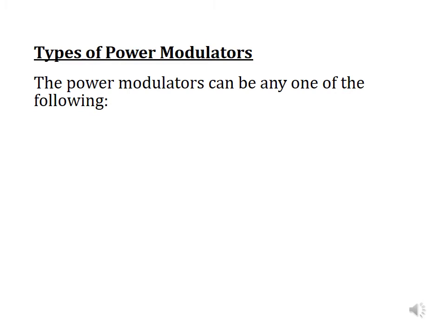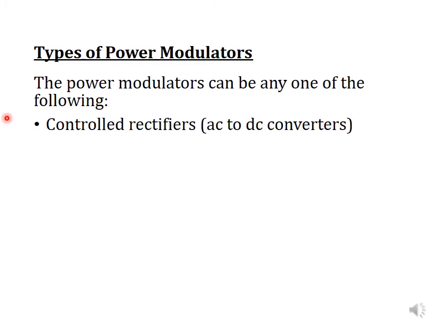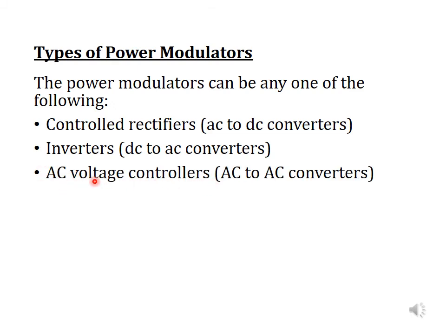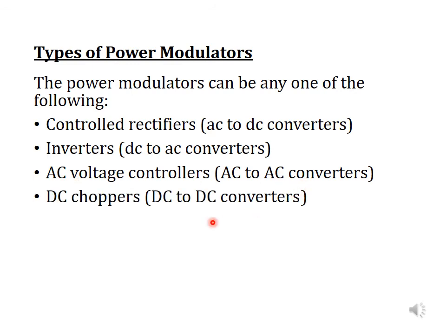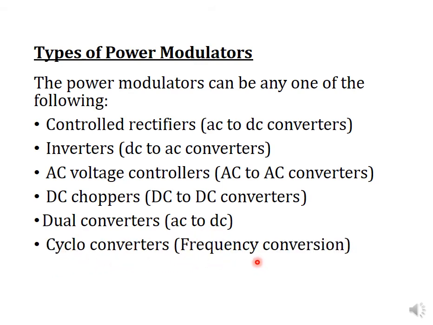Next, we will discuss the different types of power modulators that we use in electric drives. First is controlled rectifiers, that is AC to DC converters. This is suitable when the available power supply is AC and we need a DC supply. Next, inverters, that is DC to AC converters. Then AC voltage controllers, that is when we need to control the AC voltage, we can use AC voltage controllers. Okay, that is AC to AC converters. Then DC choppers, these are DC to DC converters. Then dual converters, AC to DC. Next, cycloconverters, where the conversion is for frequency. Whenever we need a frequency conversion, we can use cycloconverters.